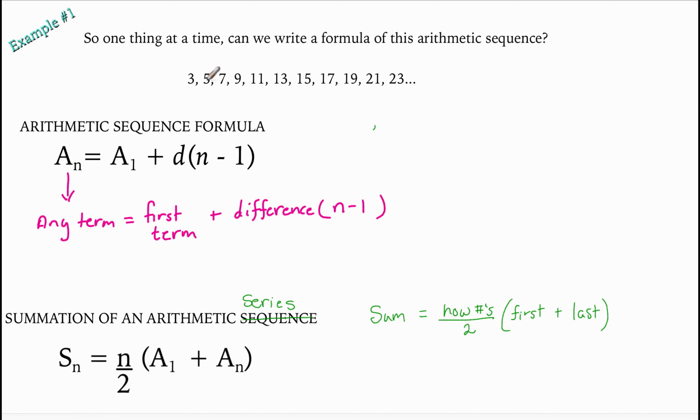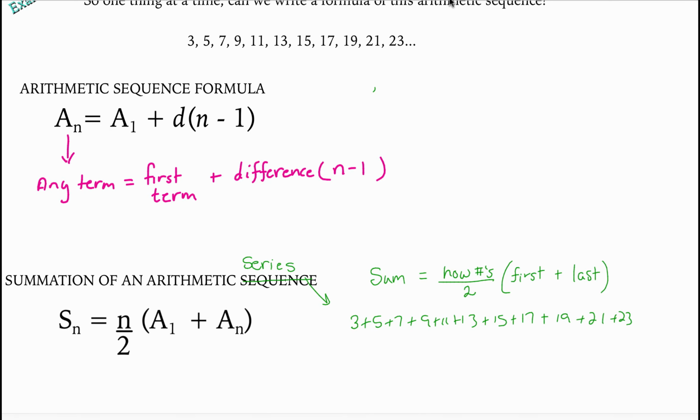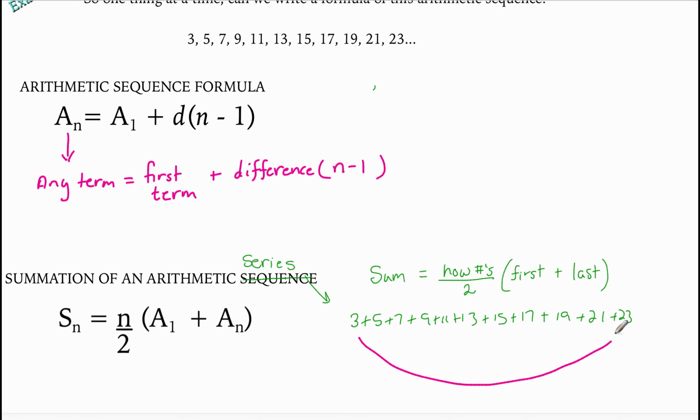For example here, if I were to add this up, in other words, if I was doing 3 plus 5 plus 7 plus 9 plus 11 plus 13 plus 15 plus 17 plus 19 plus 21 plus 23, see, that's the difference between a series and a sequence. A series has plus signs in between them. So remember we did Gauss. Gauss said 3 plus 23 is 26. Guess what 5 plus 21 is? 26. Guess what 7 plus 19 is? 26.